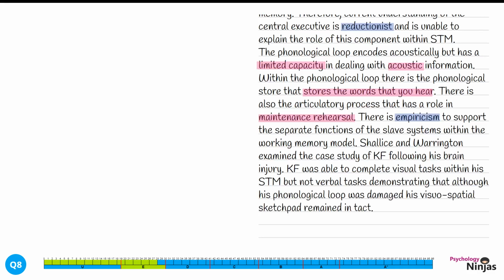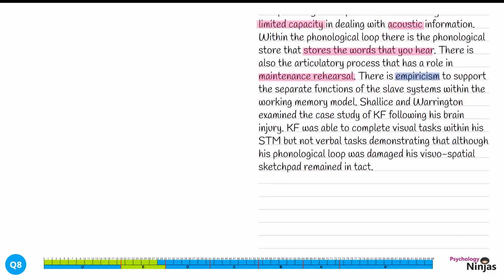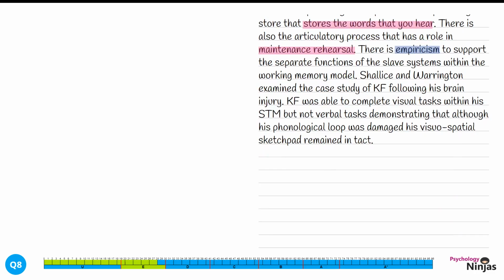Chalice and Warrington examined the case study of KF following his brain injury. KF was able to complete visual tasks within short-term memory, but not verbal tasks, demonstrating that although his phonological loop was damaged, his visual spatial sketchpad remained intact. It's important when we're discussing research that we focus on findings, that KF could complete visual tasks but not verbal tasks, and also the impact of this on the model, taking this back to that his phonological loop was damaged but not his visual spatial sketchpad.